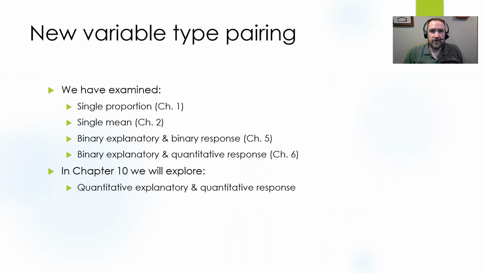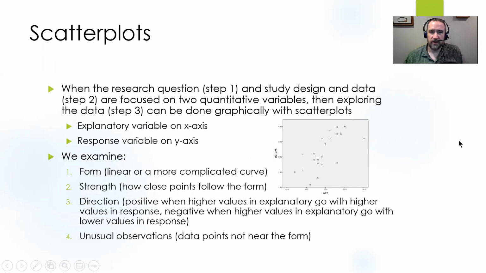So in this unit, we have a new variable type of pairing. We have examined in this course a single proportion, a single mean, pairs of variables like a categorical explanatory and a categorical response, both binary, and a categorical explanatory and a quantitative response. In this new unit, chapter 10, we're going to explore a quantitative explanatory and a quantitative response. And so both our variables are going to be quantitative variables.